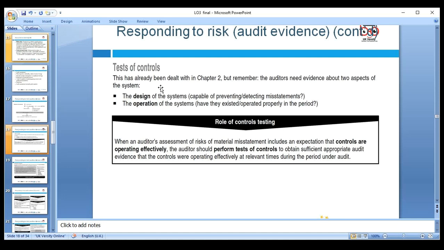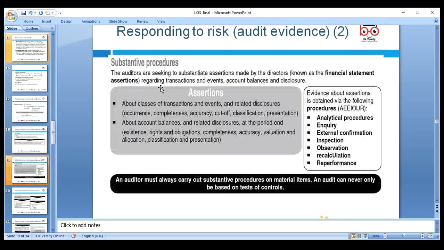Role of control testing. When a detailed assessment of the risk of material misstatement includes the expectation that the controls are operating effectively, the auditor should perform tests of control to obtain sufficient appropriate audit evidence. So, issue the check, payment, and check the system, inventory count. Check the original inventory against the inventory state in the inventory control card, so we can do the audit.